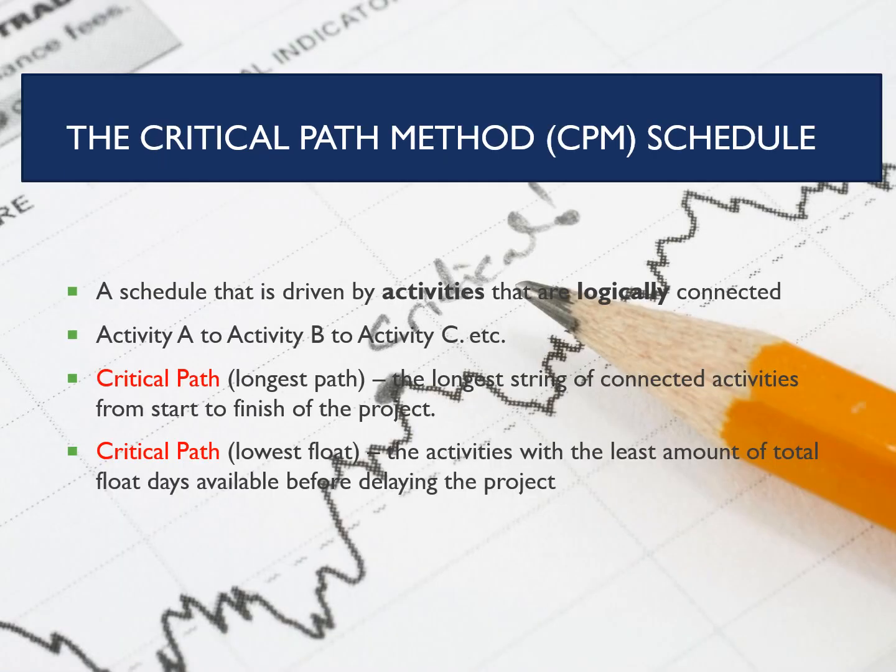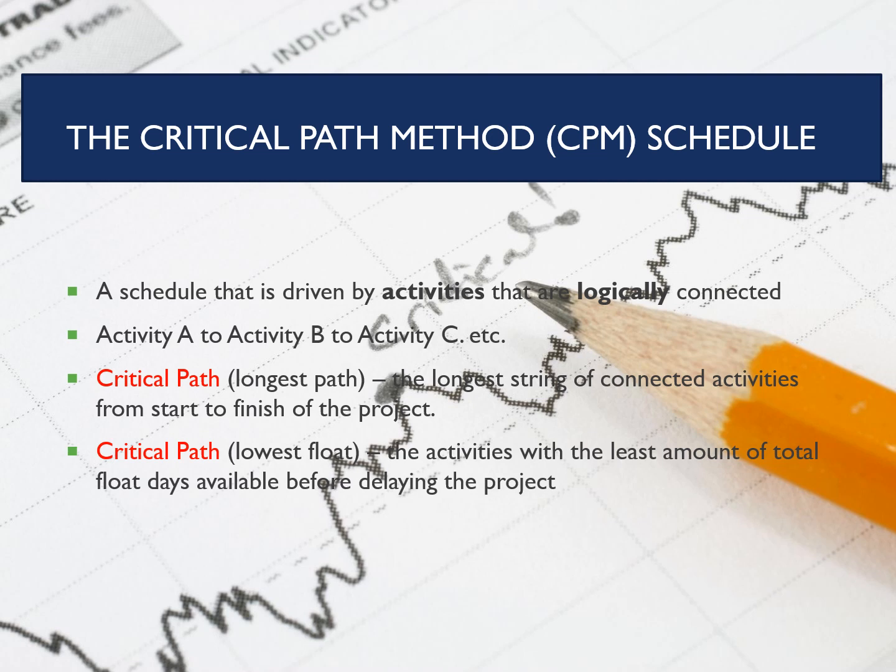So the critical path method or CPM schedule is a schedule that is driven by activities that are logically connected. And we go back to this activity A to activity B to activity C to activity D to activity E, or we form a sidewalk, we install the reinforcement for the sidewalk, and then we pour the sidewalk. The critical path is normally defined by the longest path. So what's the longest string of connected activities from the start of the project to the finish of the project?